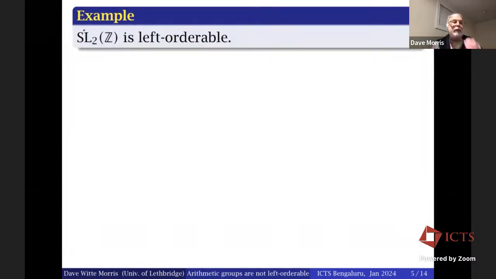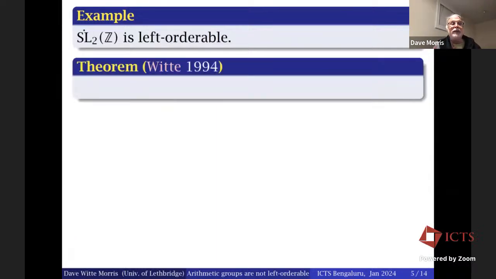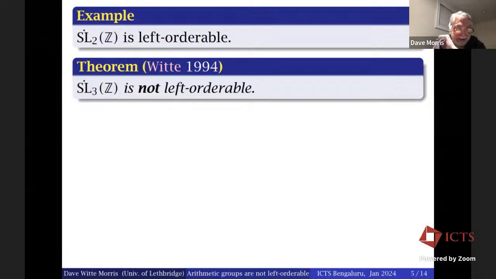Okay, so that's background. SL2Z, up to finite index, is left-orderable. That's been known for a long time. I proved long ago that if you look not at SL2Z, the next obvious thing to check is SL3Z. Take a finite index subgroup. No matter what finite index subgroup you take, it will not be left-orderable. So SL2 is left-orderable, SL3 is not.